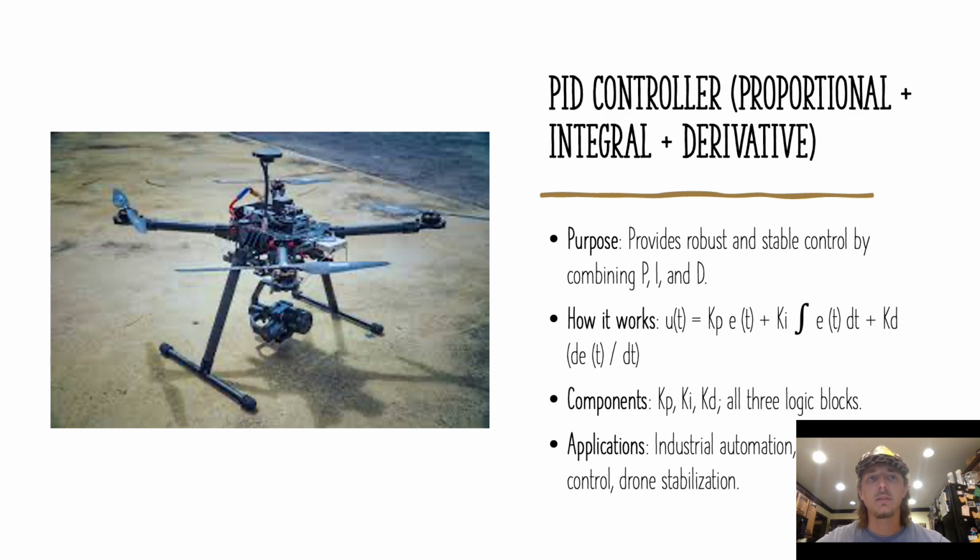Now, the control signal is calculated as in the equation shown in the PowerPoint there, where Kp, Ki, and Kd are the gains for the proportional, integral, and derivative components, respectively. This combination allows the PID controller to not only respond quickly to changes, but to also eliminate steady-state errors and reduce overshooting or oscillations by anticipating future errors.